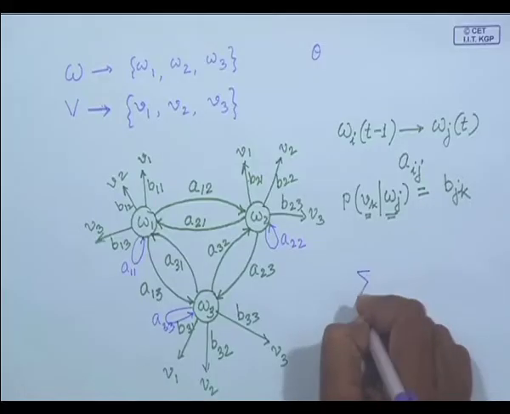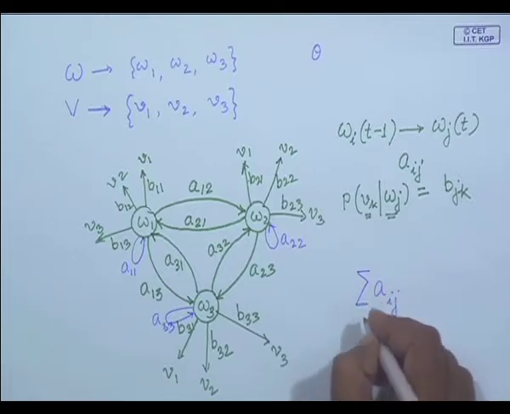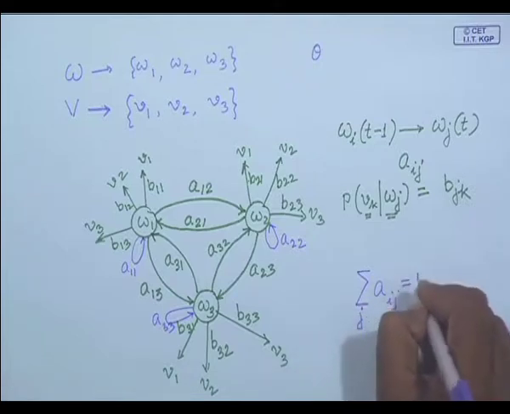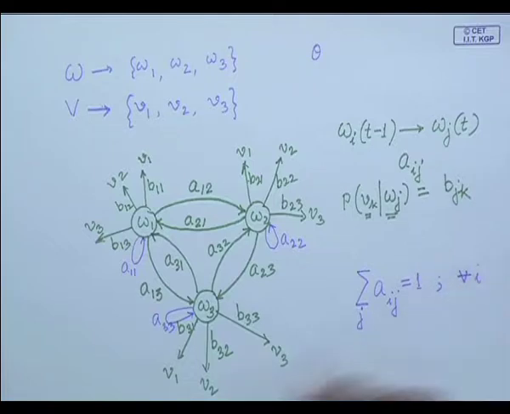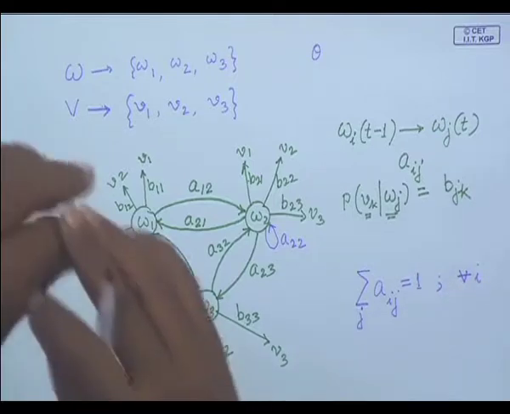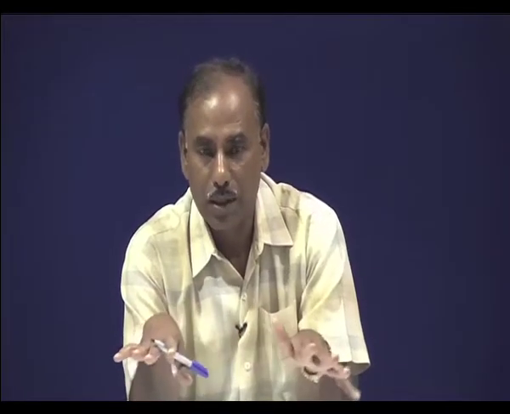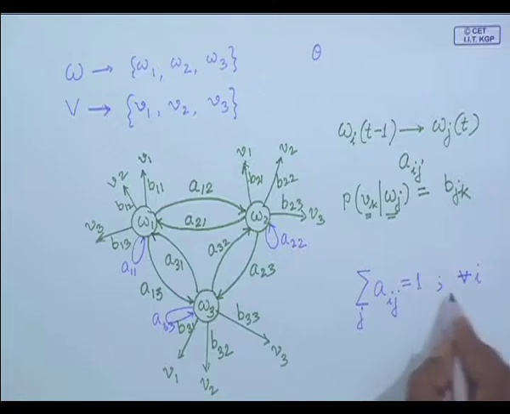So, naturally, the sum of aij, when I take the summation over all j, will be equal to 1, and that will be true for all values of i, because from any state the machine always makes a transition to one of the states. So, the sum of the probabilities aij, when I take the summation over j, has to be equal to 1, and that has to be true for all i.